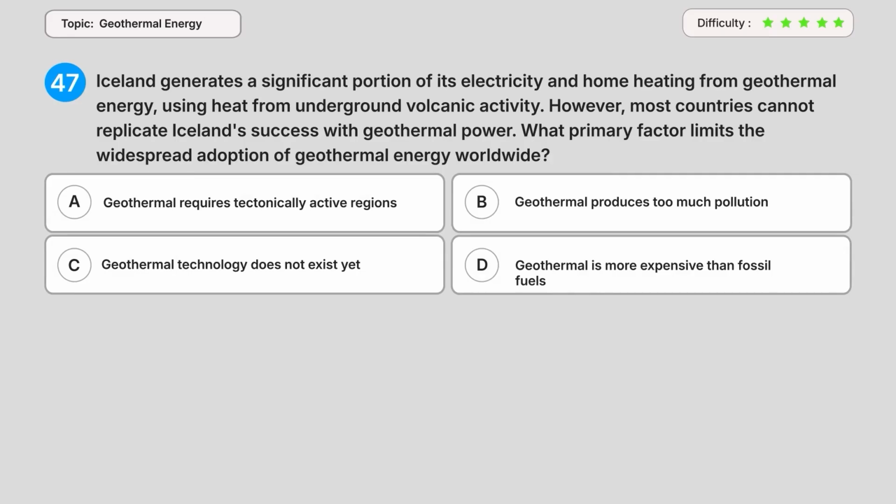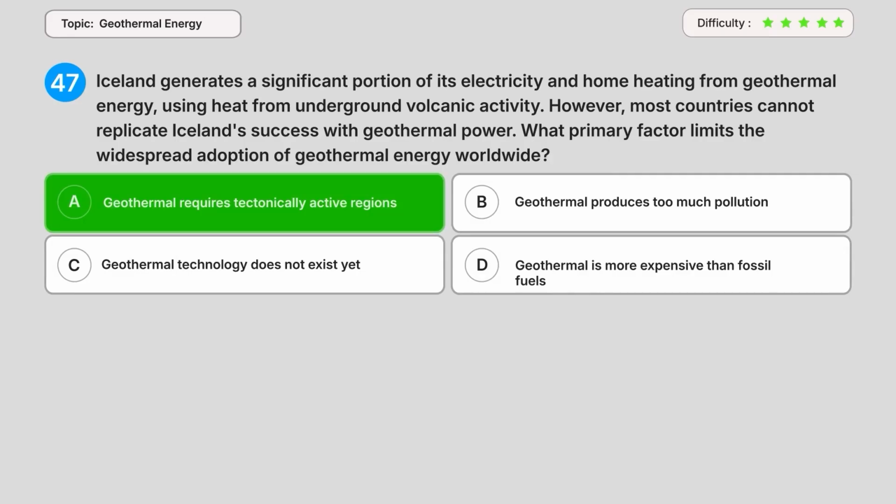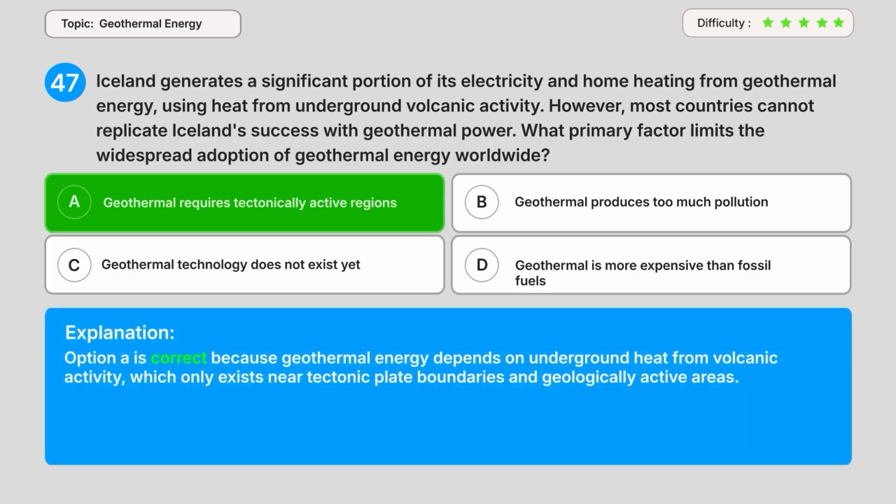Correct answer, A. Geothermal requires tectonically active regions. Explanation: Option A is correct because geothermal energy depends on underground heat from volcanic activity, which only exists near tectonic plate boundaries and geologically active areas.